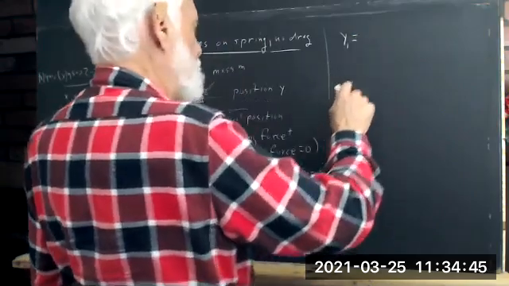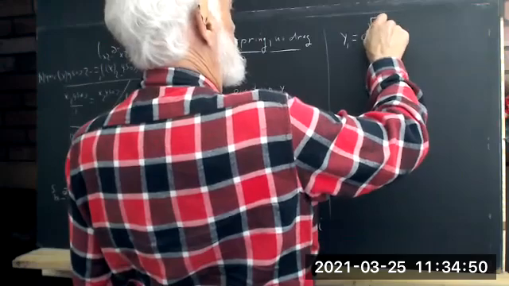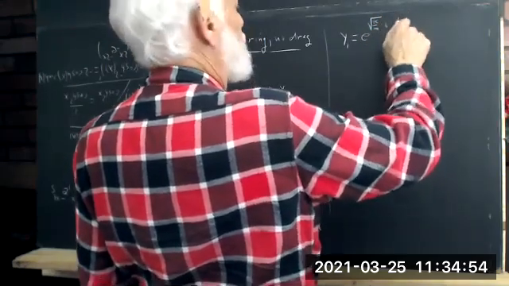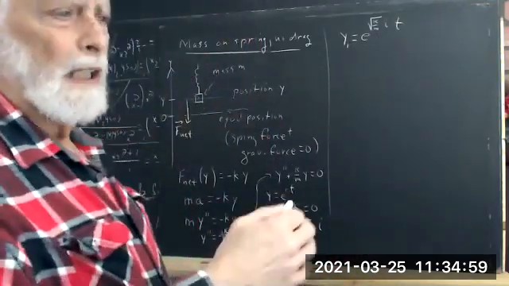We do y1 equals e to the square root of k over m, to the square root of k over m it.